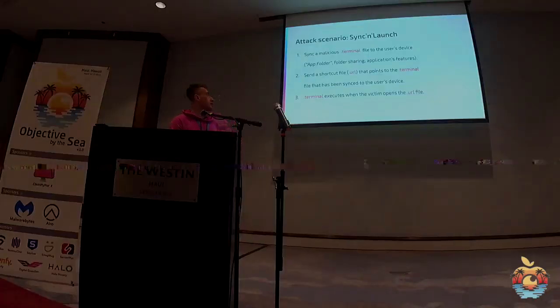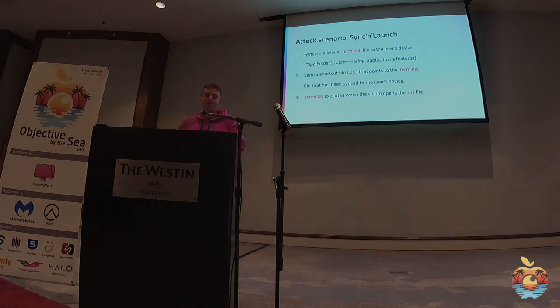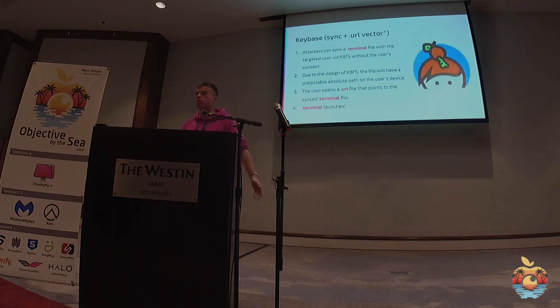So let's summarize it. We have a malicious terminal file. We have a cloud file storage that doesn't apply file quarantine attributes. We have a shortcut file that allows opening any file on the device via the Launch Services API, and actually we can combine all this and create an exploit.